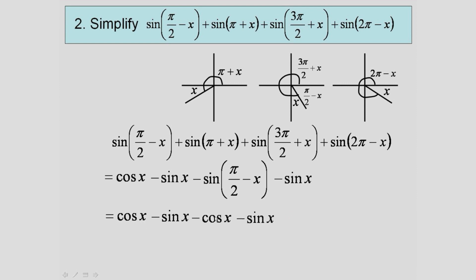We have a cos x minus a cos x, so we can subtract those off. They are gone. And negative sine x minus sine x can be written as negative 2 sine x. And there it is, simplified all to negative 2 sine x. Let's move on to question number 3.